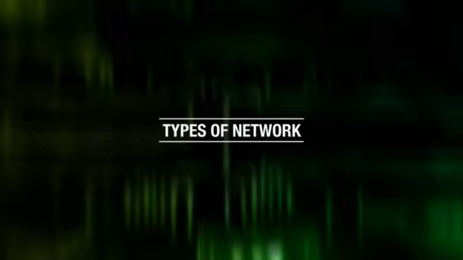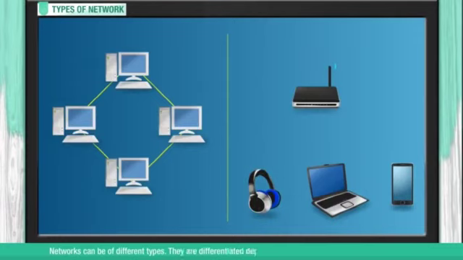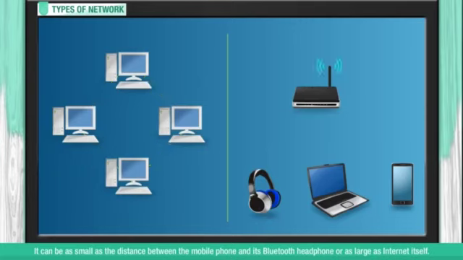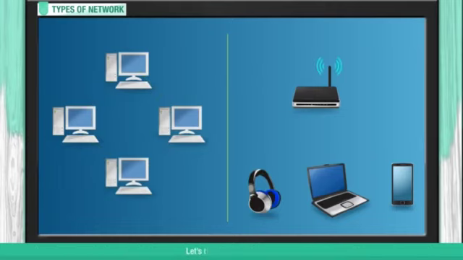Types of network. Networks can be of different types. They are differentiated depending upon the geographical area they cover. It can be as small as the distance between the mobile phone and its Bluetooth headphone, or as large as the Internet itself. Let's discuss some of them.